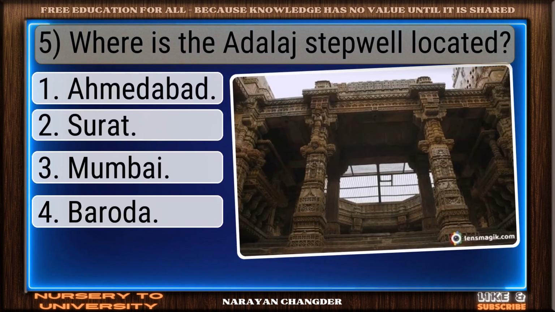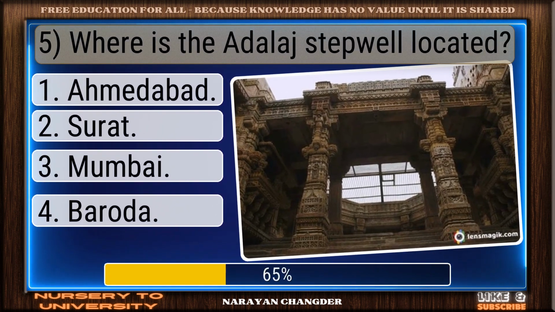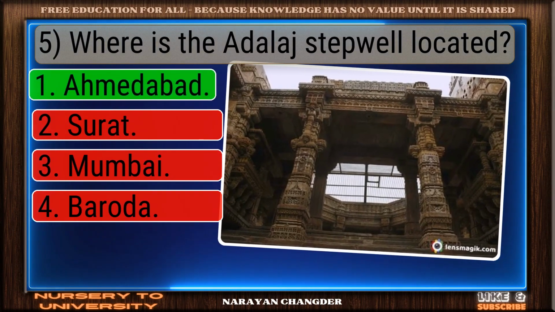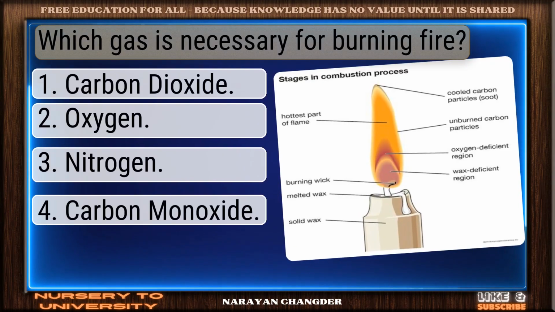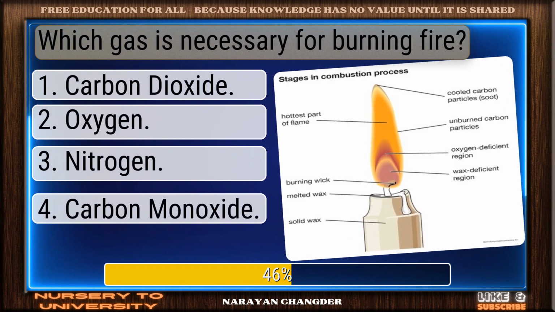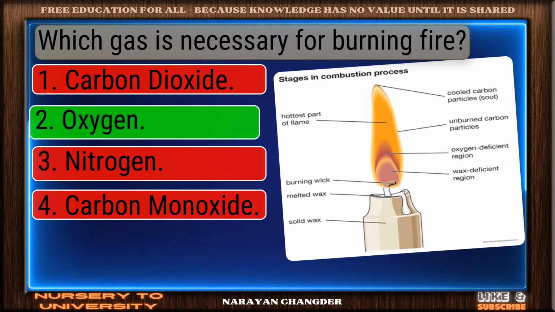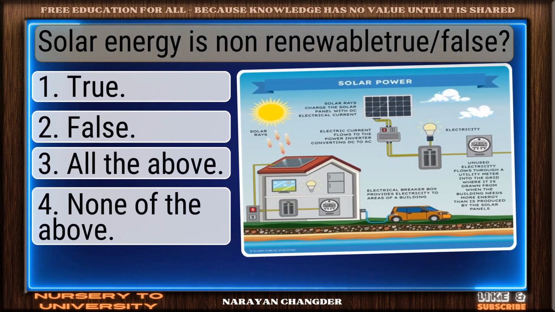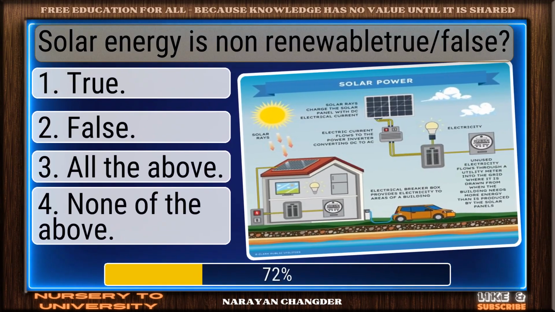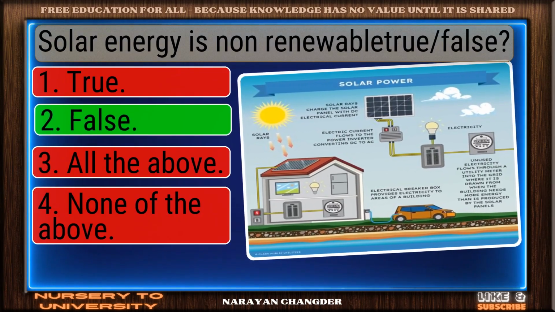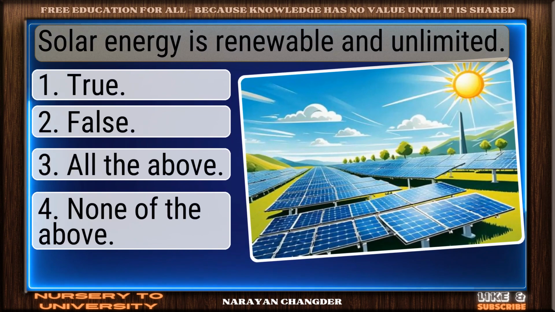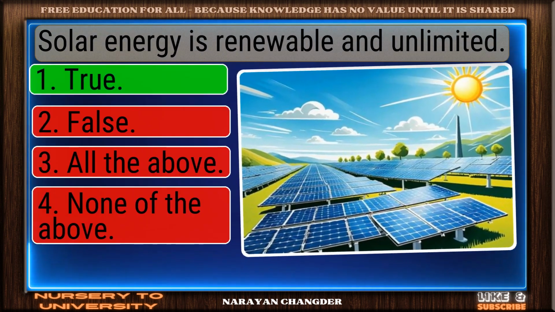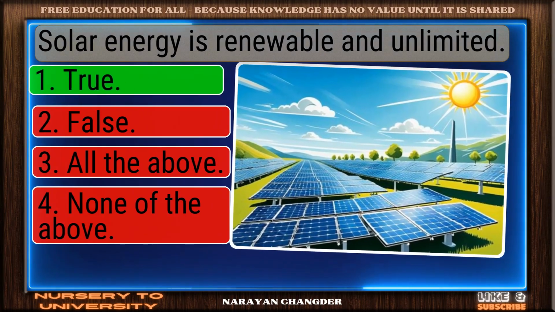Where is the Adalaj stepwell located? You're right. Ahmedabad is the correct answer. Which gas is necessary for burning fire? Correct. Oxygen is the right answer. Solar energy is non-renewable. True, false. On track. False is the correct answer. Solar energy is renewable and unlimited. You got it. Your choice, true, is right.